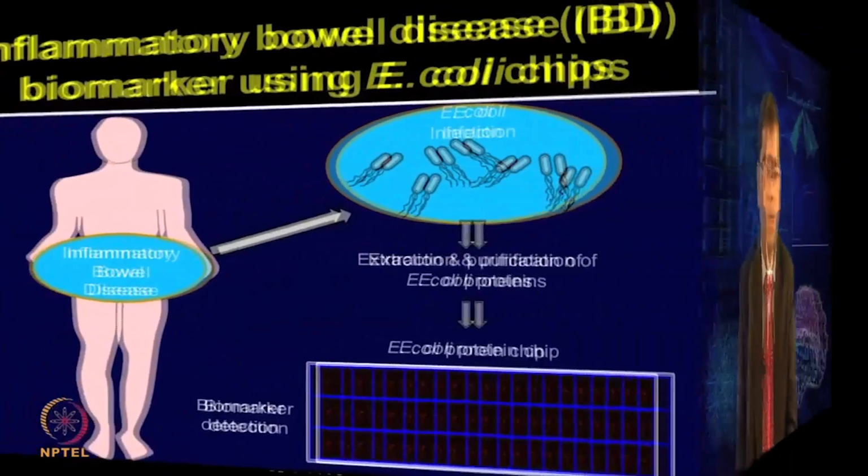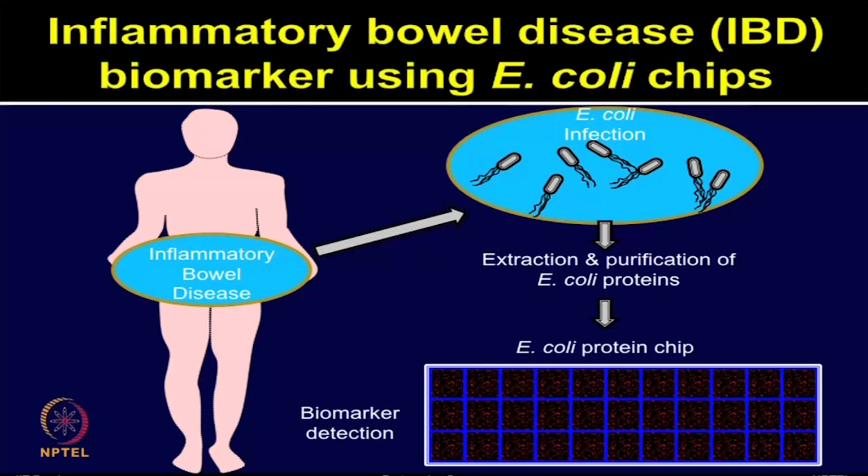Let us now move on to case study 2, identification of novel serological biomarkers for inflammatory bowel disease using the E. coli proteome chip. Crohn's disease and ulcerative colitis are chronic, idiopathic and clinically heterogeneous intestinal disorders which are collectively known as inflammatory bowel disease, also known as IBD. In this study, authors have used the E. coli proteome chip to screen and identify novel biomarkers associated with inflammatory bowel disease.